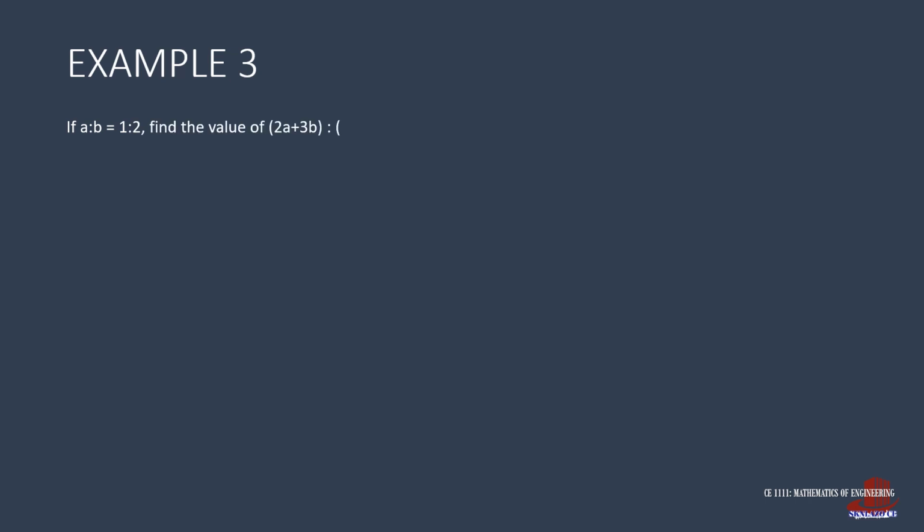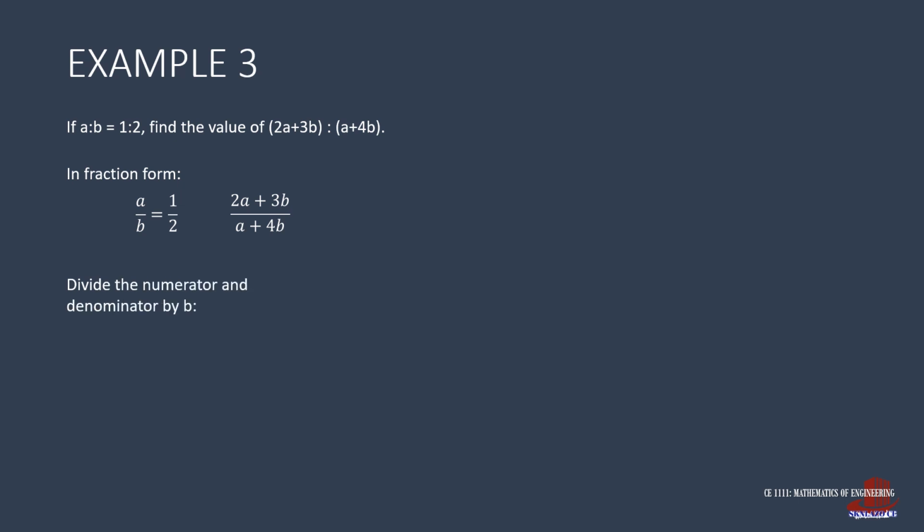The next example states that if a is to b as 1 is to 2, find the value of 2a plus 3b is to a plus 4b. Writing the two proportions in fraction form, there are a over b equal to 1 over 2. Then the required will look as 2a plus 3b over a plus 4b. Because the premise has b as denominator, we divide the required ratio by b. So we get 2a plus 3b over b, all over a plus 4b over b.